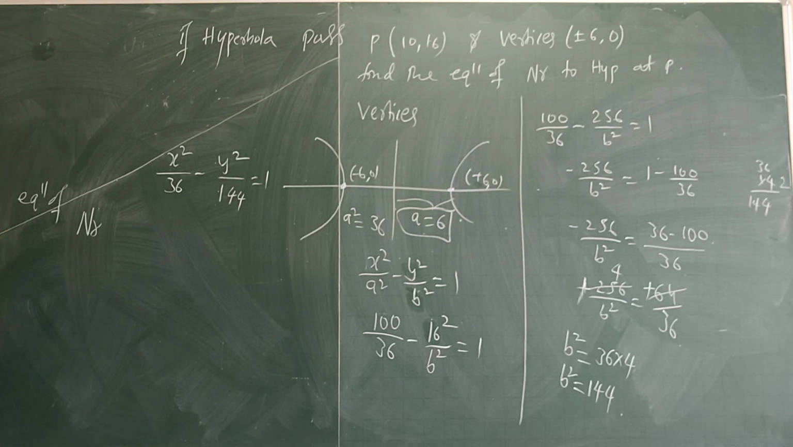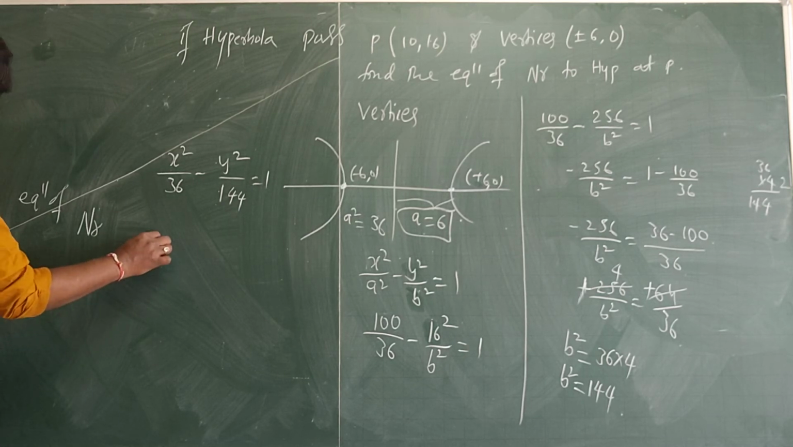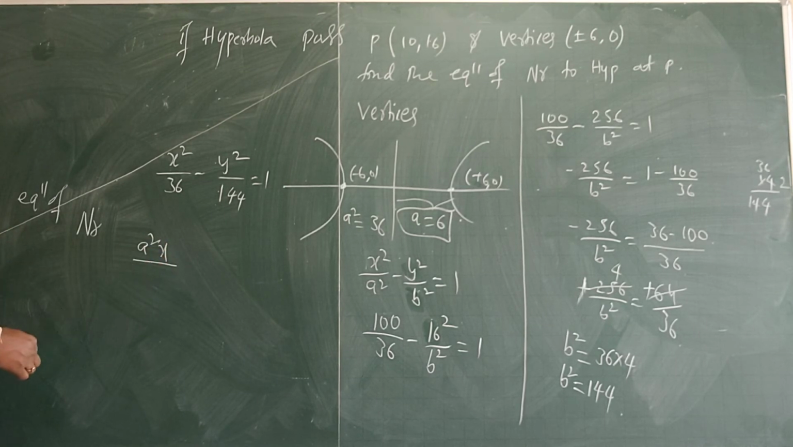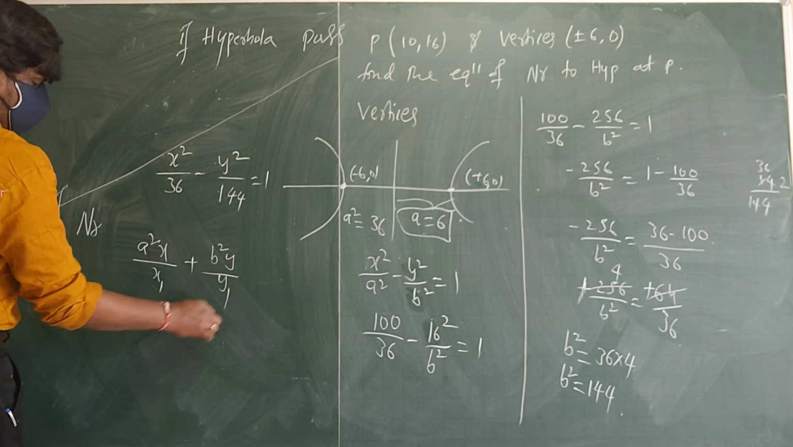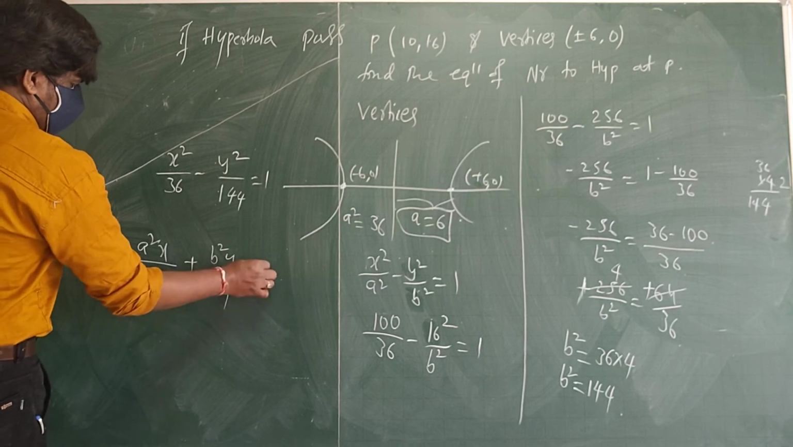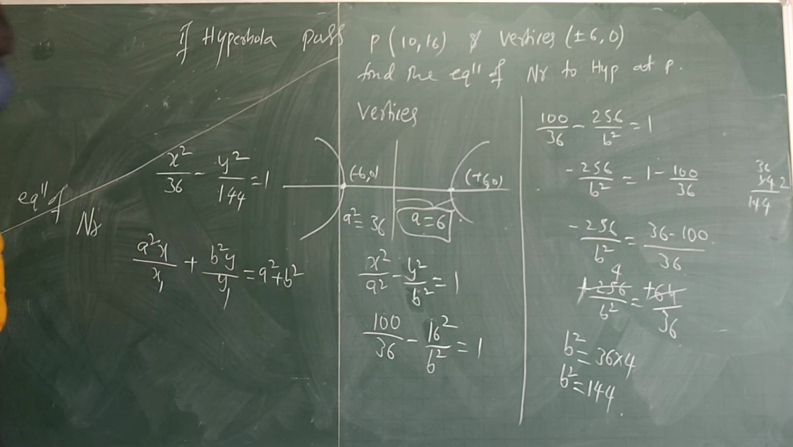If you give y is equal to mx, that is slope. For the equation of normal and tangent, I gave 3 conditions: when slope, when a point, when a parametric point. The formula is a square x by x1 plus b square y by y1 is equal to a square plus b square. Remember, the equation of the normal and tangent will have 3 forms: parametric point, given point, slope.